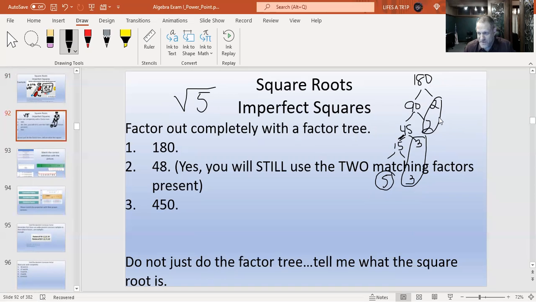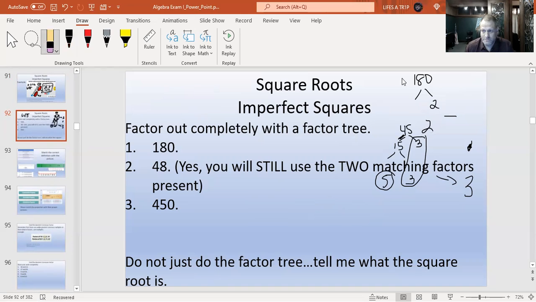So let's bring these out one at a time, a 2, and then a 3, one each. And then we're going to times them. So 2 times 3 is 6, and 6 to the square root of 5 is what we have. All right, and let's try another one.